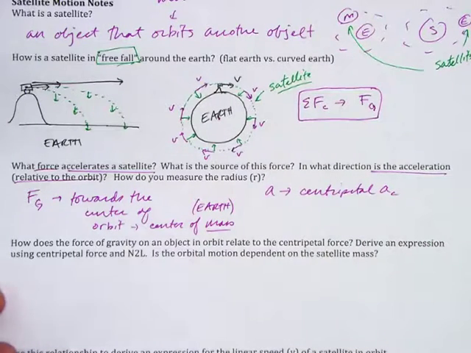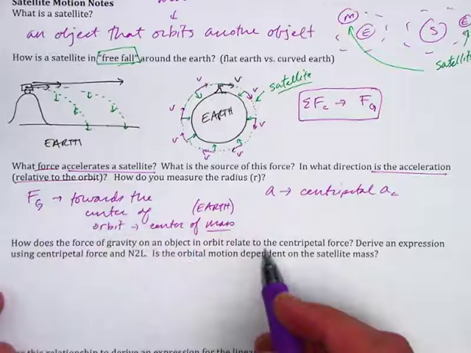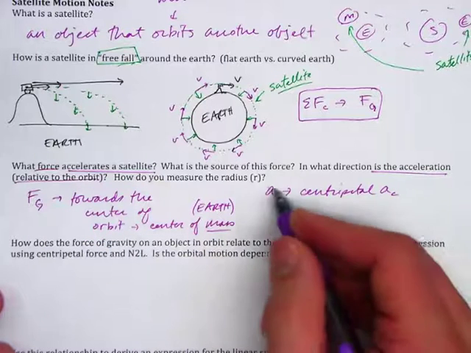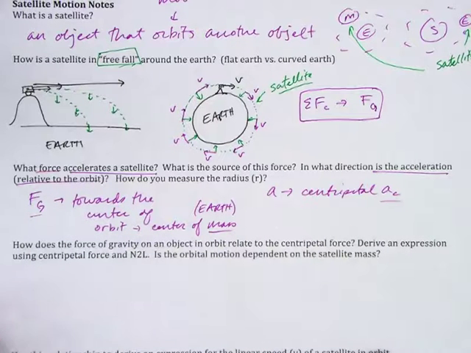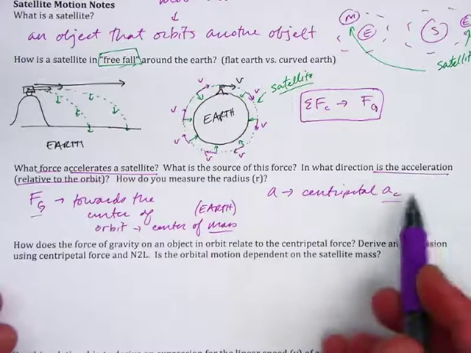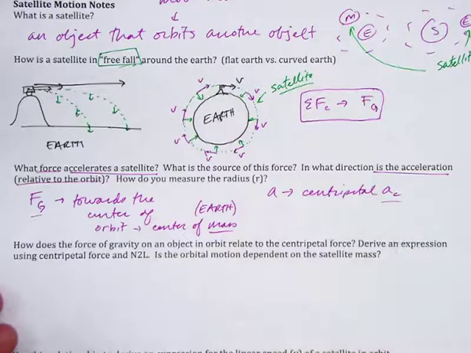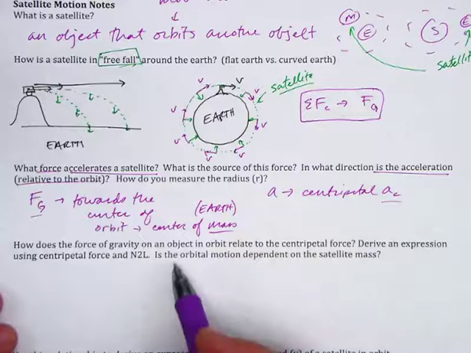So we have Fg becoming a centripetal force. We have the acceleration that it experiences due to this becoming a centripetal acceleration. So we have all the tools here to put together and connect the circular motion to the universal law of gravitation, which defines the magnitude of that force.